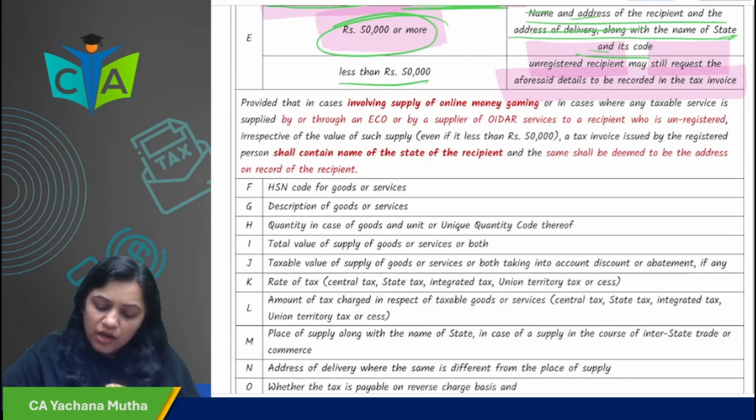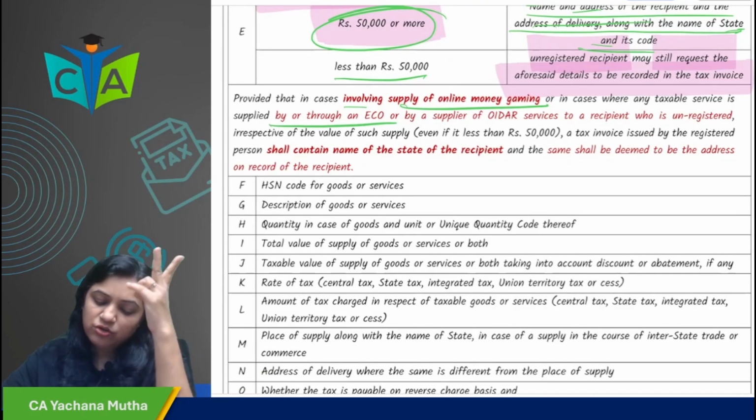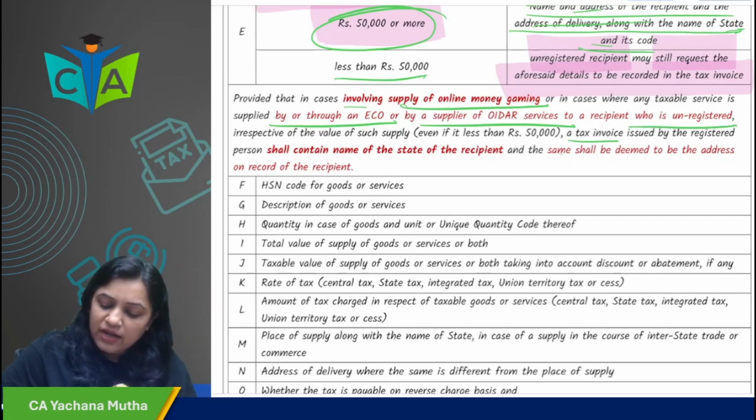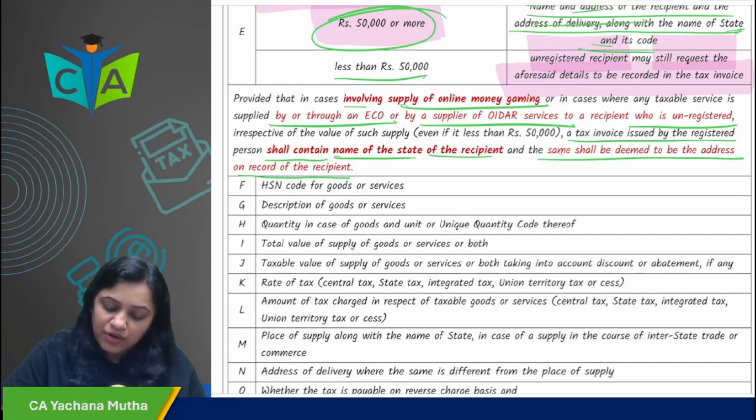Then in case of supply of online money gaming, or where the taxable service is supplied by or through ECO, or by a supplier of OIDAR service to a recipient who is unregistered, irrespective of value of supply, a tax invoice issued by the registered person will contain the name of the state of the recipient, and that shall be deemed to be the address of the recipient on record.